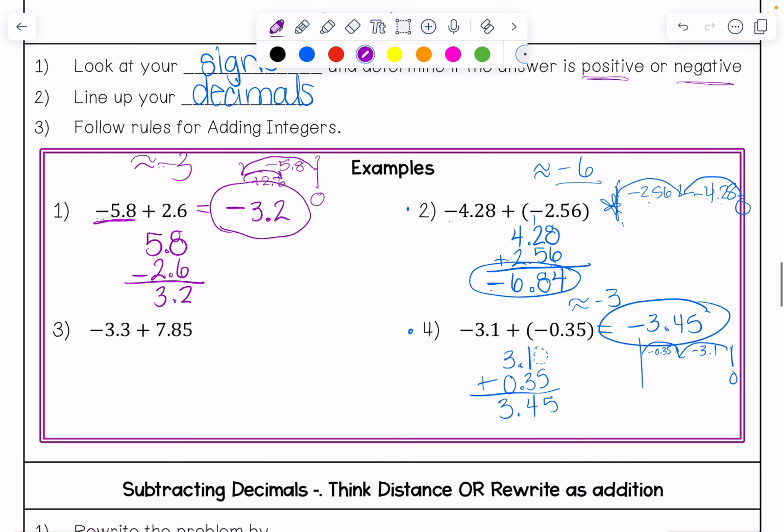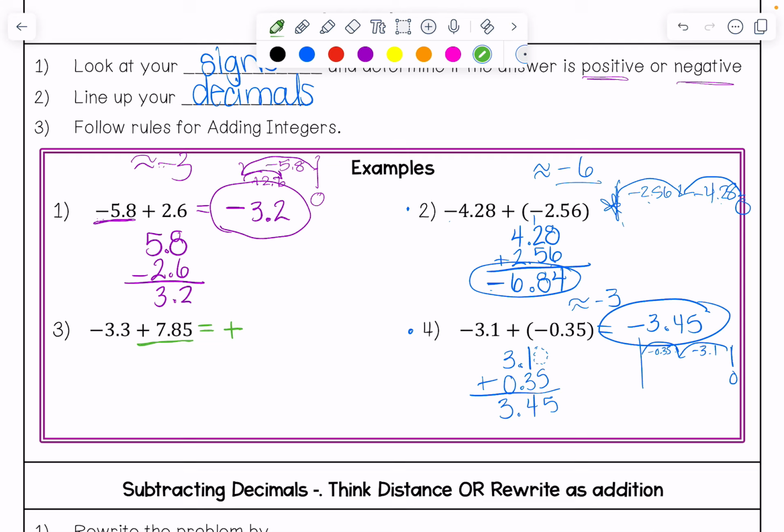On number 3, we have -3.3 plus 7.85. So when I look at this one, I'm going to look at my signs and determine if my answer is positive or negative. I notice that my positive number has a higher absolute value than the negative number. I have more positives than I do negatives. So that tells me my answer will be positive. And we don't really need that positive sign on our final answer, but I'm just doing that to remind me that it's positive.